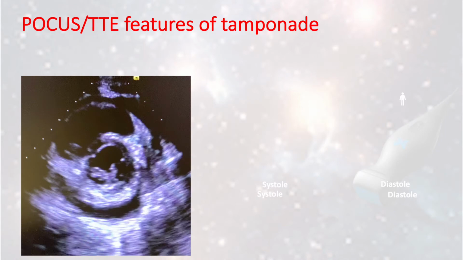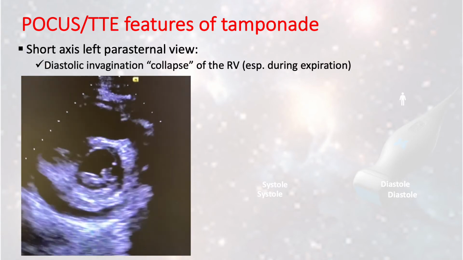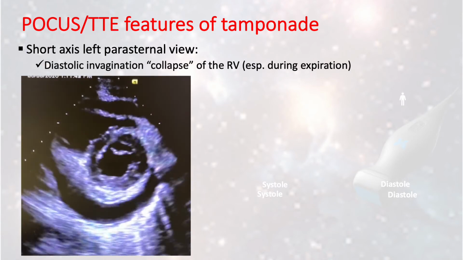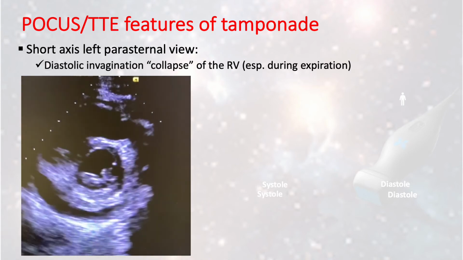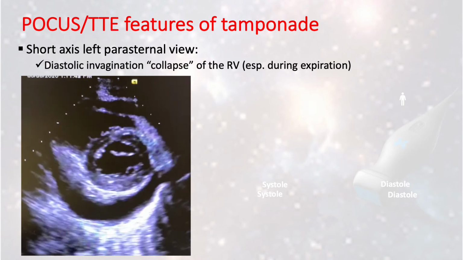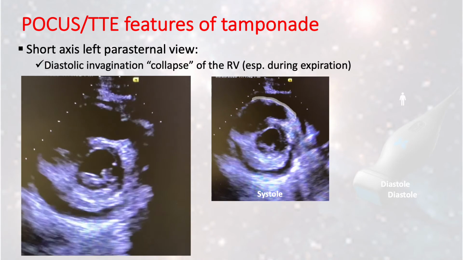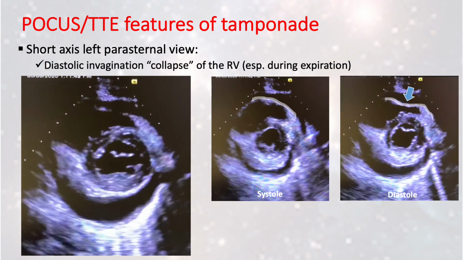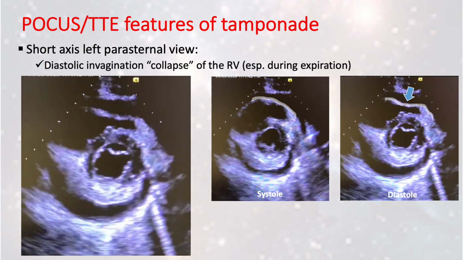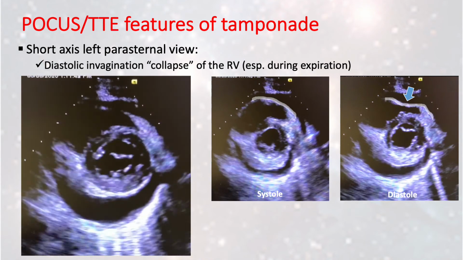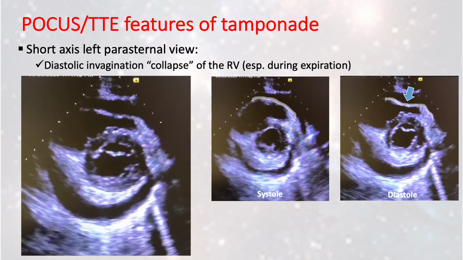Here is the same patient, but this time with the short axis view, which also shows the invagination of the right ventricle wall during diastole. I slowed the video in the hope that it would be a little bit clearer to see. So again, during systole, the right ventricular wall is round. During diastole, it's invaginated. Systole and diastole are determined by the movement of the valve, right? So the mitral valve here will be closed during systole and open during diastole.